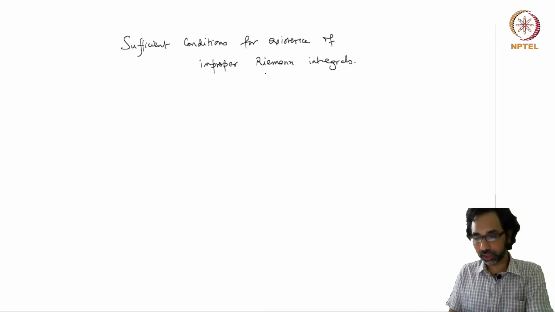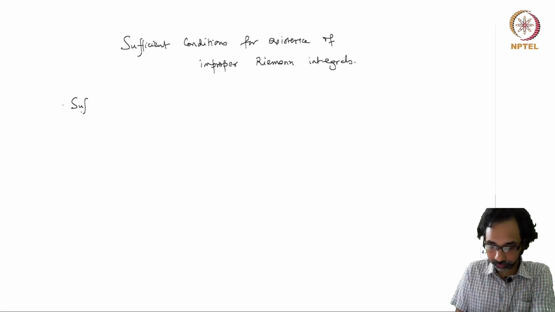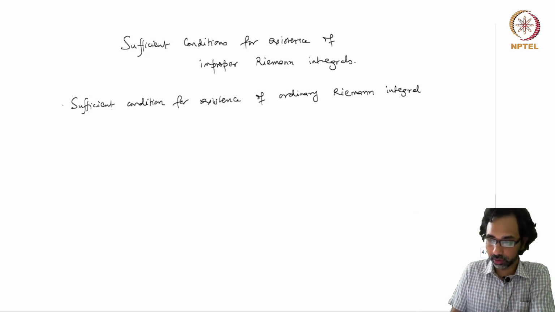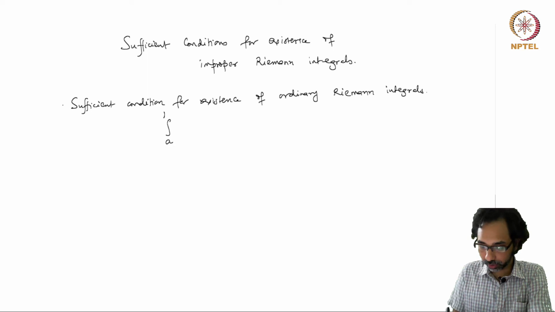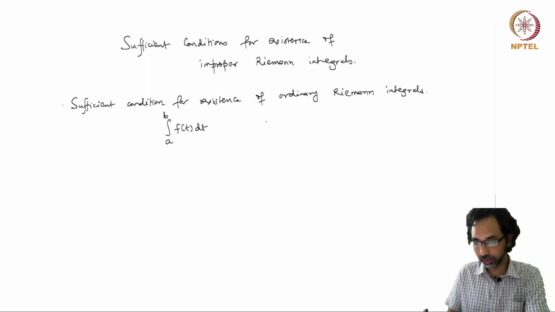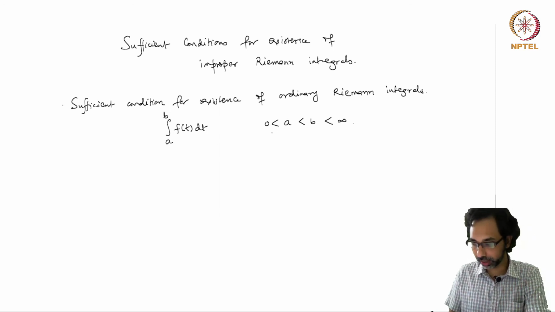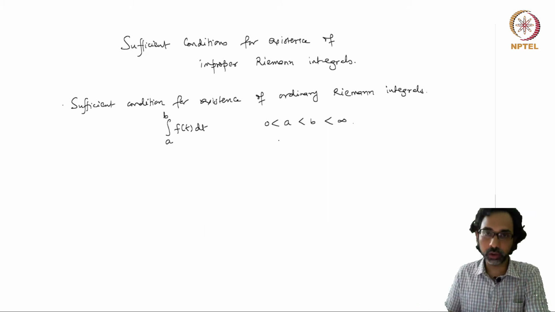First of all, before talking about sufficient conditions for existence of improper Riemann integrals, let us see a sufficient condition for existence of ordinary Riemann integrals. By an ordinary Riemann integral, I mean an integral of the form a to b f(t) dt, where a and b are finite values. Without loss of generality, I am taking a to be positive, since all our computations will be on the positive real line.